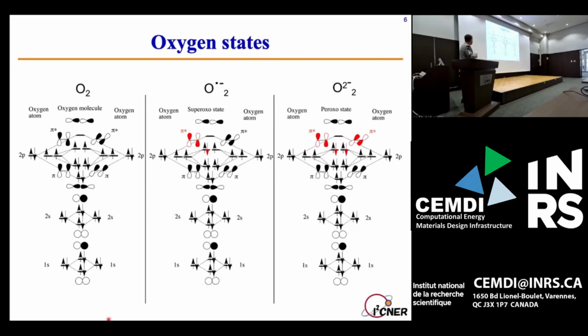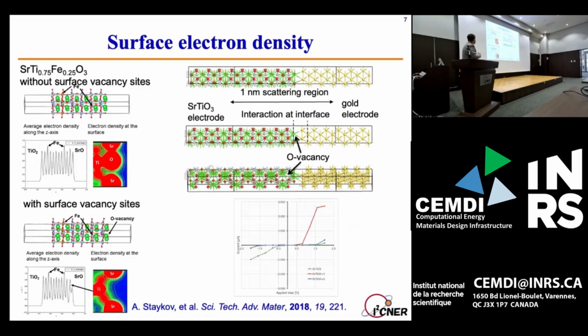Now, dissociating oxygen molecules requires electron density. That's the only way you can split oxygen. So the surface has to provide electron density to the oxygen molecule. One electron being provided to an antibonding pi orbital will make the superoxo species, and 2 electrons would make the peroxo species.